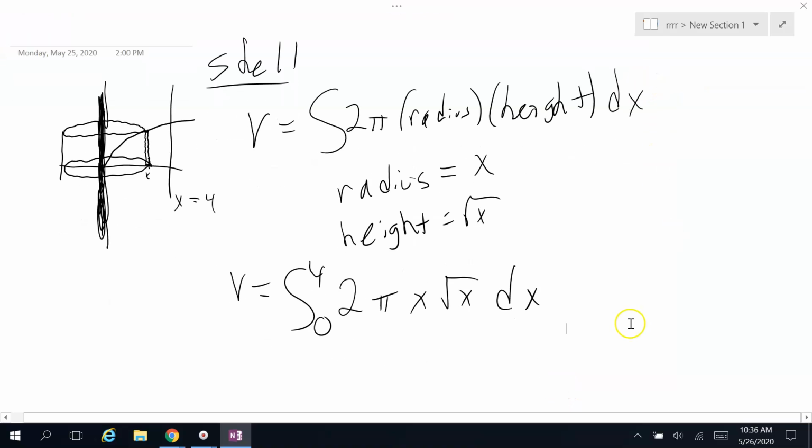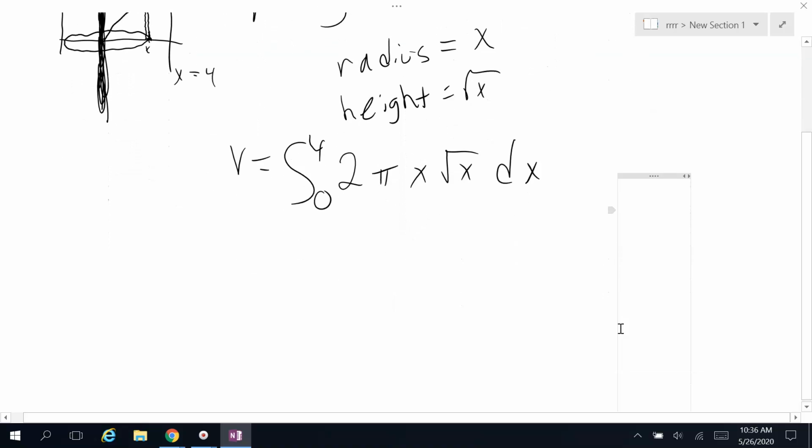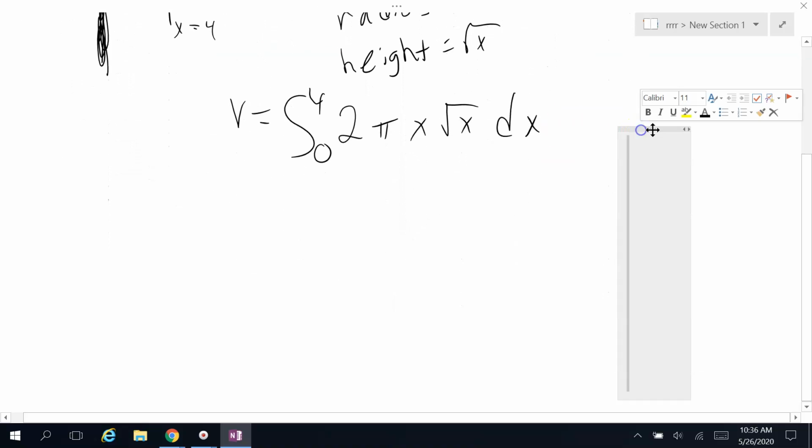Why can I not go down here? Oh, that's cool. I can make it the whole page. Well, that's nice. There, I'm going to cheat it so I can actually go down some.